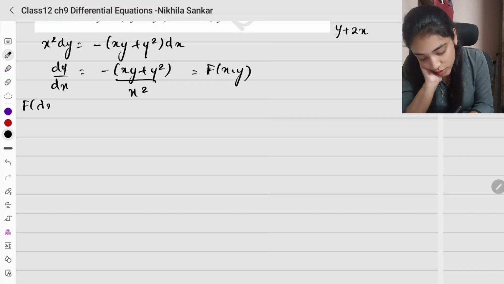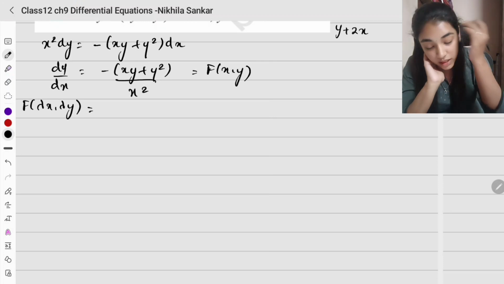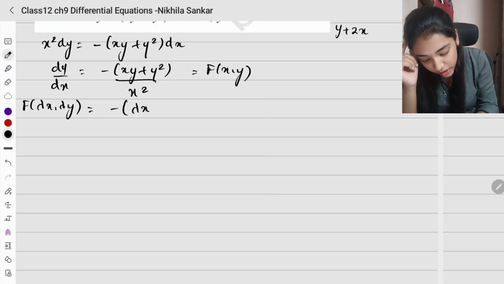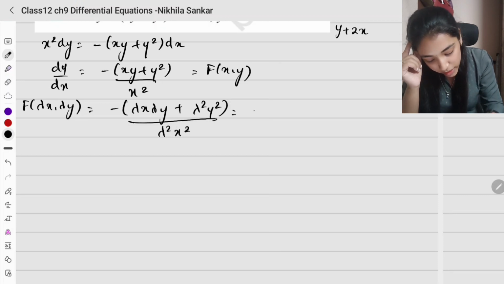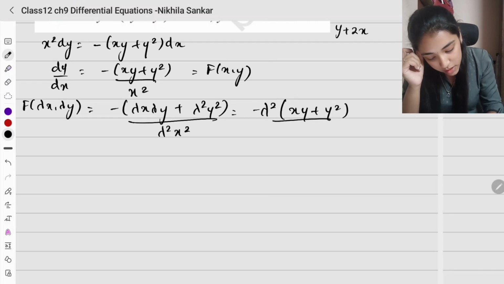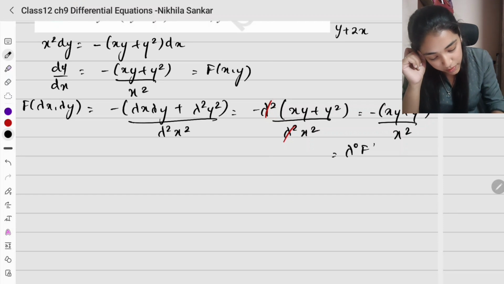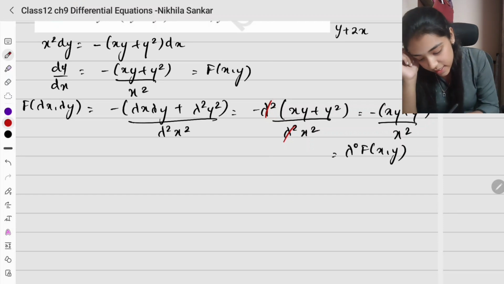First, let's check homogeneous. So lambda x, lambda y. Without being lazy, put this substitution and check, then it will come to mind quickly whether it is homogeneous or not. Okay, I am putting it for all the sums, like that. Lambda square y square the whole divided by lambda square x square, taking lambda square common, xy plus y square the whole divided by lambda square x square. Lambda square cancels. So I'll be left with minus of xy plus y square the whole divided by x square. So this is lambda to the power 0 of f of x comma y.